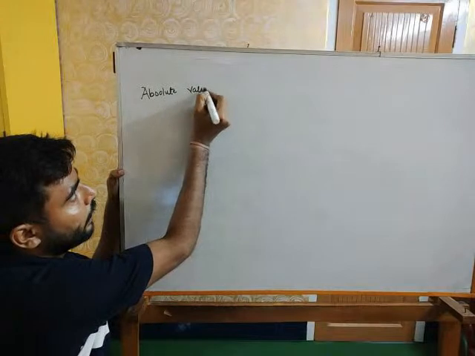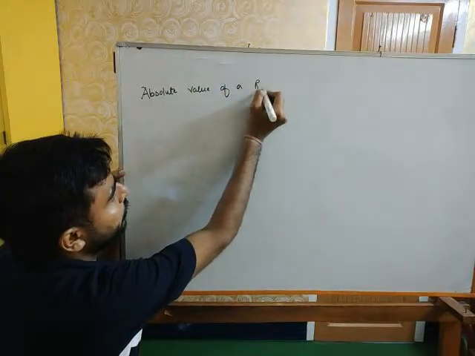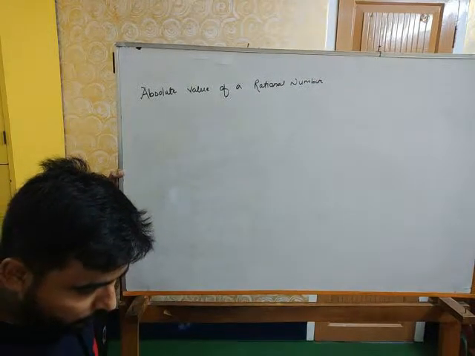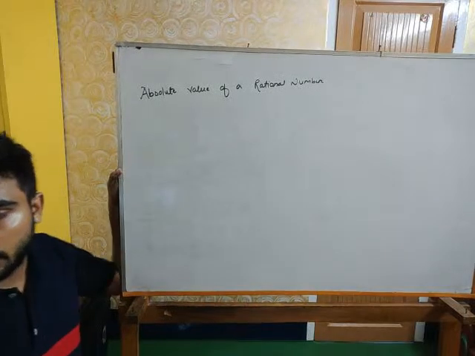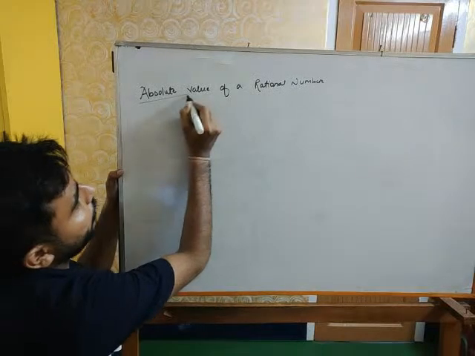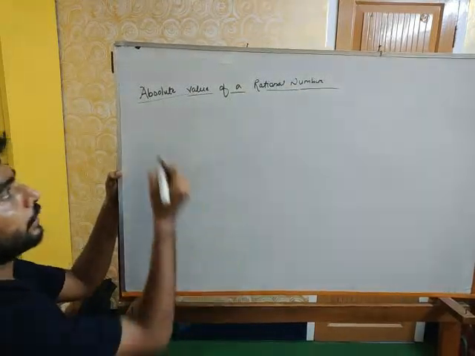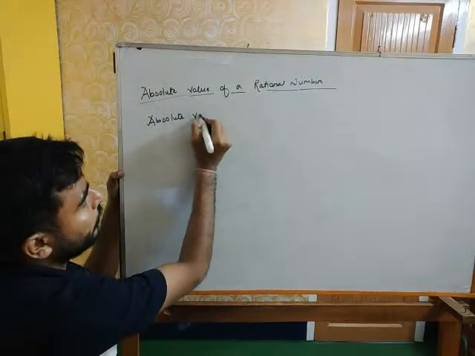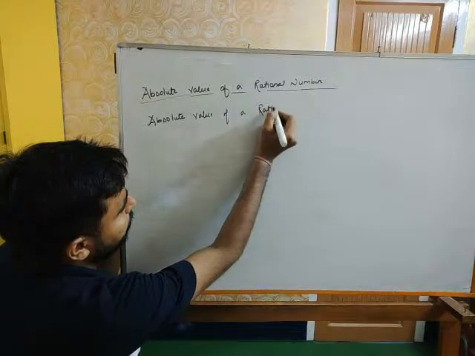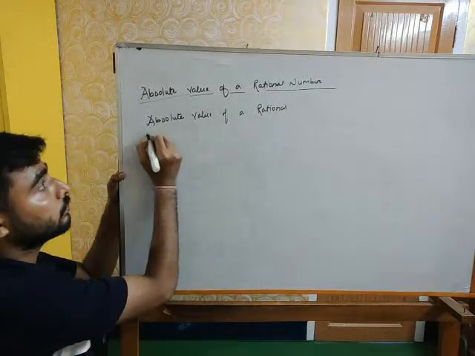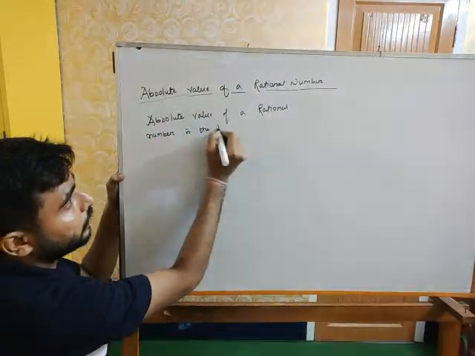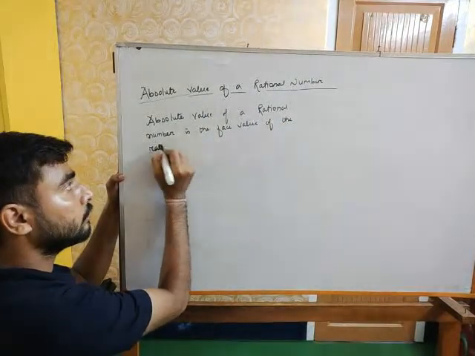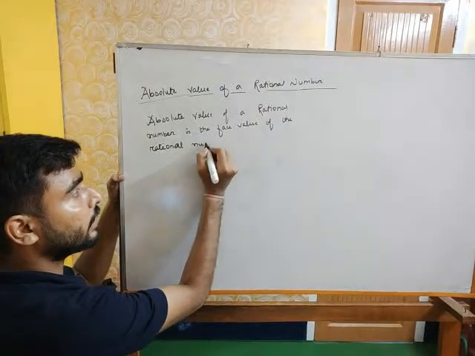Absolute value of a rational number. I told you about absolute value of integers, so the same is the absolute value of a rational number. So I will write: absolute value of a rational number is the face value of the rational number regardless of any sign.